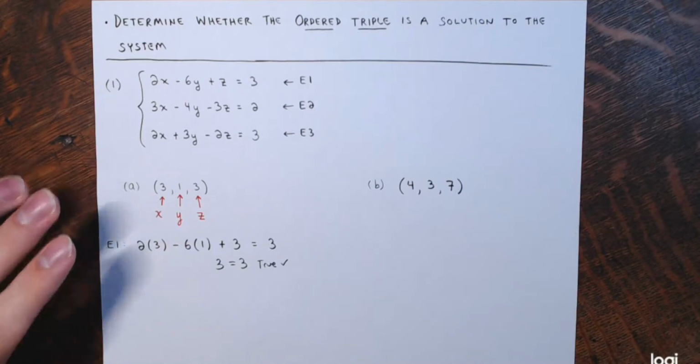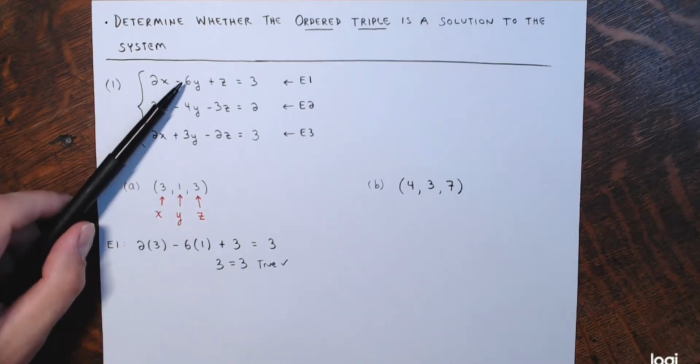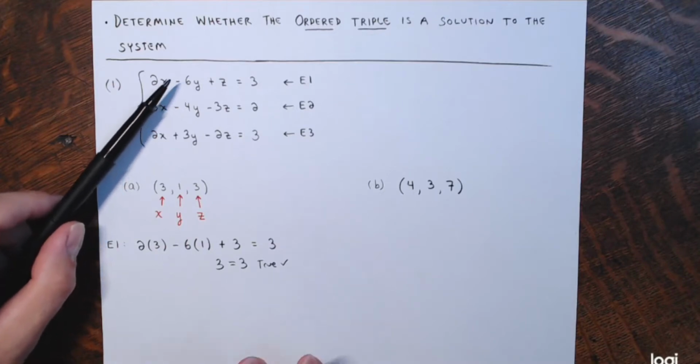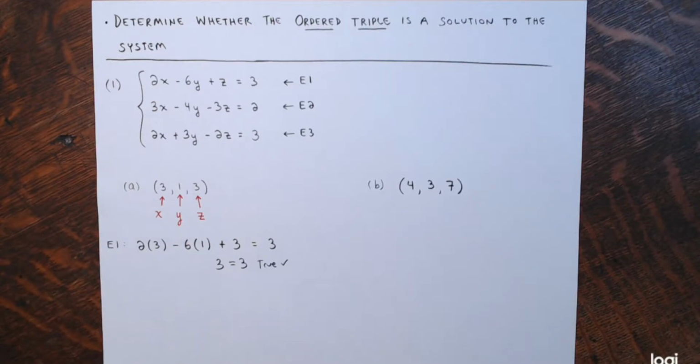Again, so far so good. Right? This ordered triple makes the first equation true, but that doesn't mean it's a solution of the system. Again, it has to make all three of them true to be a solution of the system. And if I find just one equation that is false, then it's not a solution.